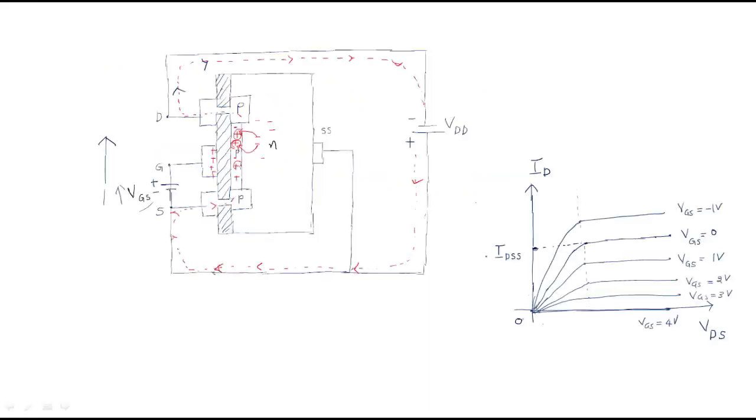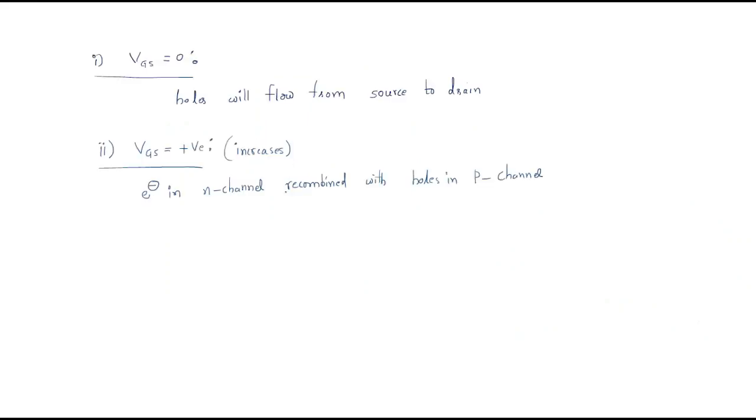So simply, this is the n channel, in the n channel we have more electrons, and these recombine with the p channel. Why? It becomes more positive. Whenever it becomes more positive, these electrons will be attracted. Okay, electrons in the n channel recombine with holes in the p channel, so the current will be reduced, simply. And when the gate source value is negative, automatically the current value increases.